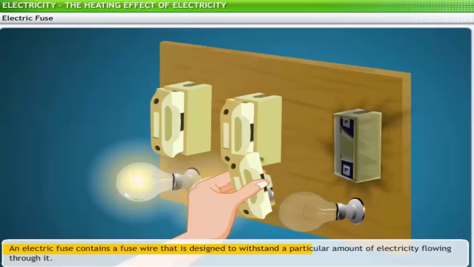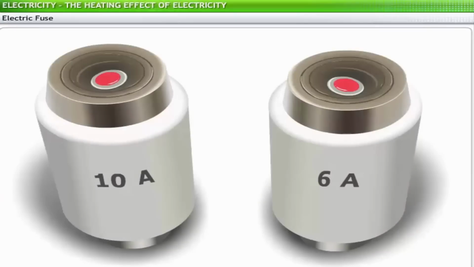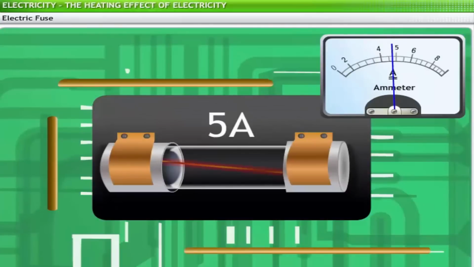The fuse wire is designed to withstand a particular amount of electricity flowing through it. When the electric supply fluctuates and the current becomes too strong for the wire, it melts and breaks the supply of electricity. Electric fuses are rated according to the current that they can withstand. For example, a fuse rated 5 ampere can withstand current flow to the maximum of 5 ampere. If the current flowing through that circuit exceeds 5 ampere, the fuse wire melts from the heat, cutting off the power supply through that circuit.